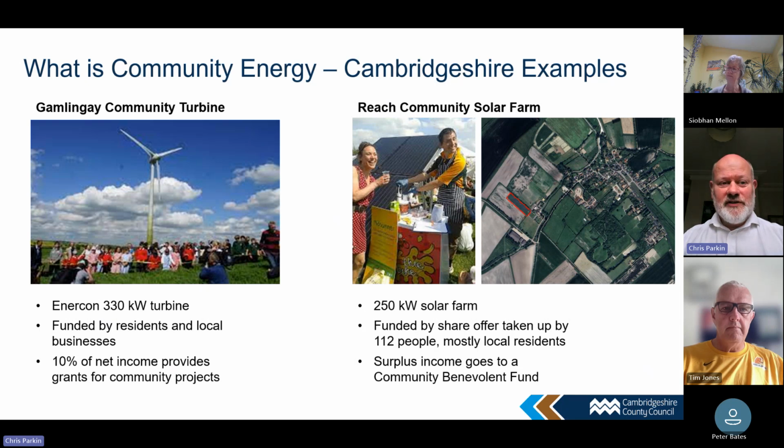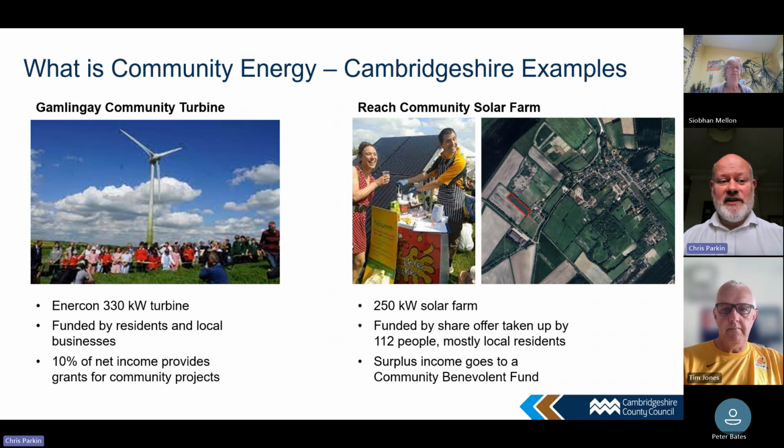In Cambridgeshire, we've got two well-known examples of community energy projects. So Gamlingay invested in a community-owned wind turbine, a 330 kilowatt turbine, funded by residents and local businesses. And revenue from that, 10% of the net income, is used to provide grants for community projects.